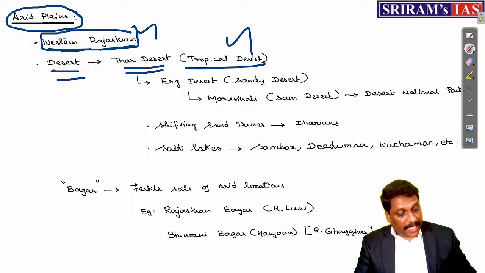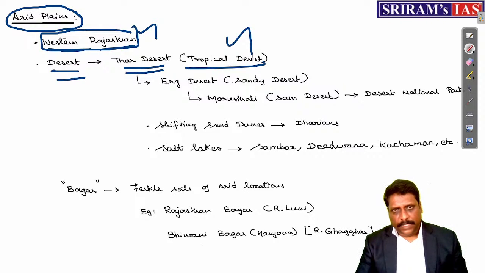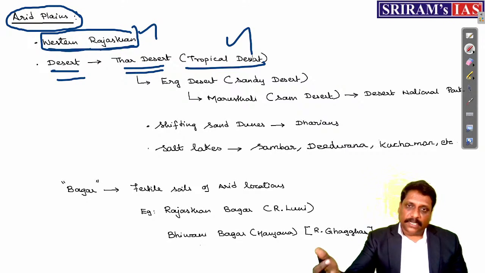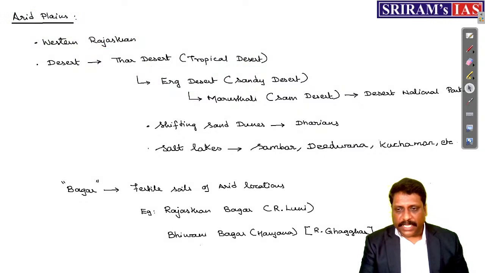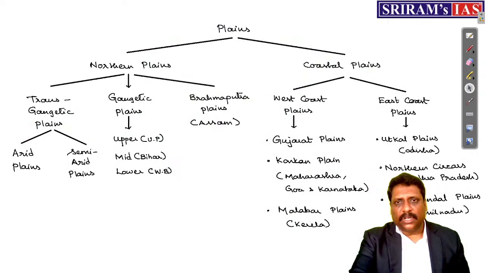Tropical desert. But I can also classify them based on the texture. If that is the case, I can call them as what? Sandy desert, rocky desert, stony desert. When I talk about sandy desert, we call them as what? Erg desert, my dear friends. So deserts can also be classified as sandy, stony, and rocky.